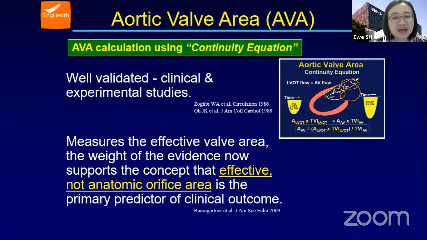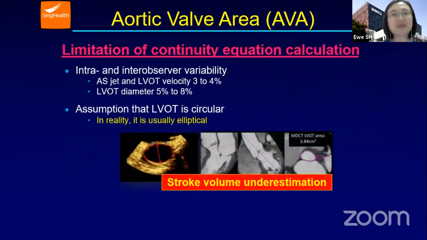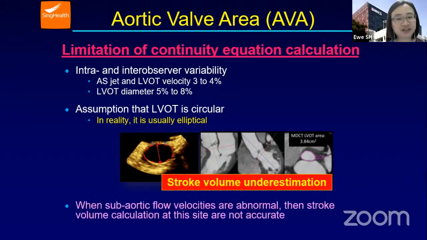In fact, the anatomic area may not be the best. I would like to summarize by saying that when it comes to aortic valve area calculations using the continuity equation, a lot of the errors actually come from the LVOT diameter. We should do it correctly, opening up as much as possible, perpendicular to the axis of the LVOT and the aortic valve. The other thing that we tend to forget is that we have to do multi-window interrogation so as to avoid underestimation because of the alignment of the jet.